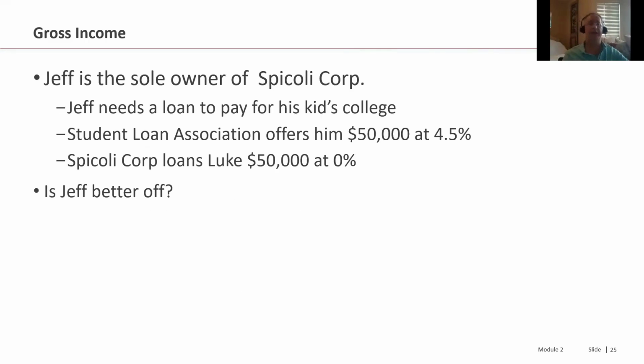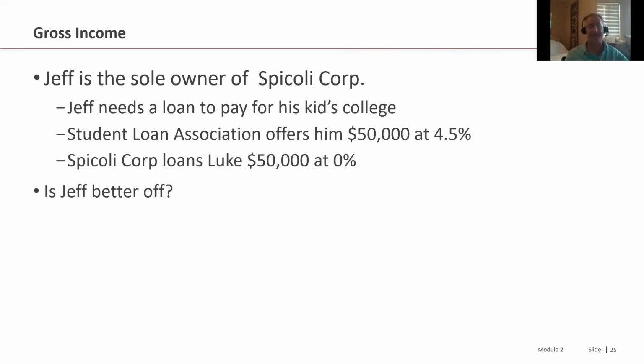Okay, so Jeff is the sole owner of Spicoli Corp, and Jeff needs a loan to pay for his kid's college. So the Student Loan Association offers him $50,000 at 4.5%. I don't know why Jeff needs $50,000. He must be going to USD, way more expensive.